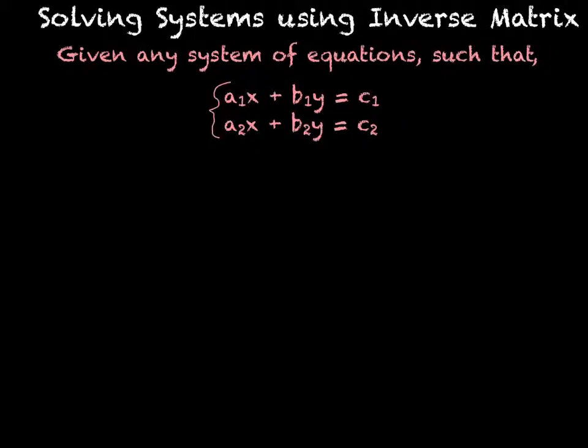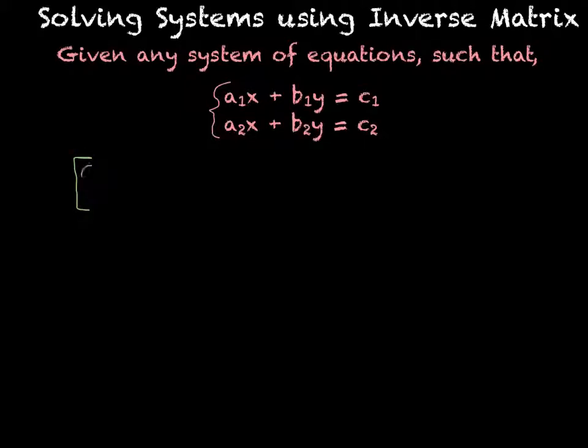Solving systems using inverse matrices. Given any system of equations such that a sub 1 x plus b sub 1 y equals c sub 1 and a sub 2 x plus b sub 2 y equals c sub 2, we can write it, as we already found out, as a matrix equation.